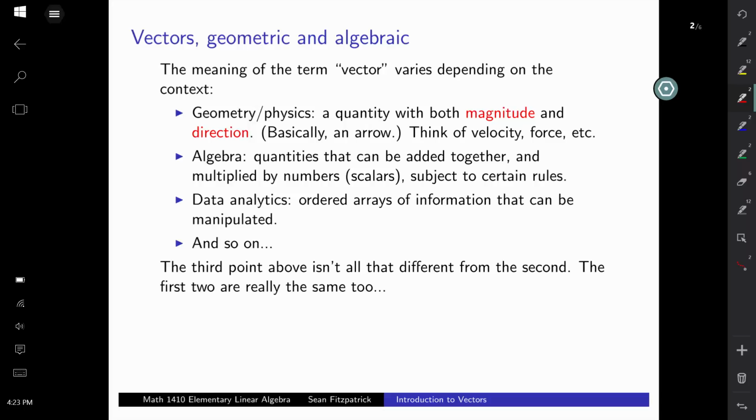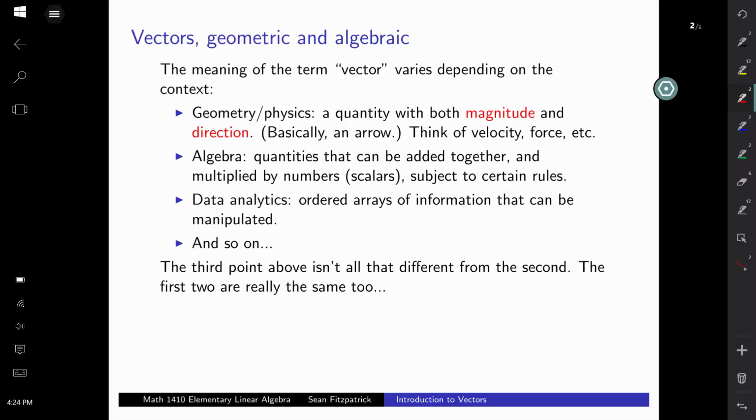In mathematics, vectors are viewed as algebraic objects. We're going to see as we move through this course that vectors are things that you can add together. You can multiply them by numbers, and there are certain rules that these operations have to follow. Mathematically, that's where we look at vectors: as algebraic objects, things that follow certain rules of algebra.